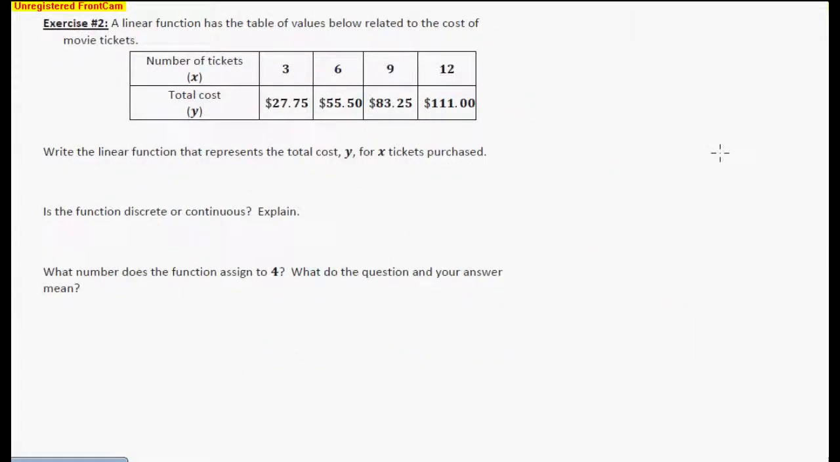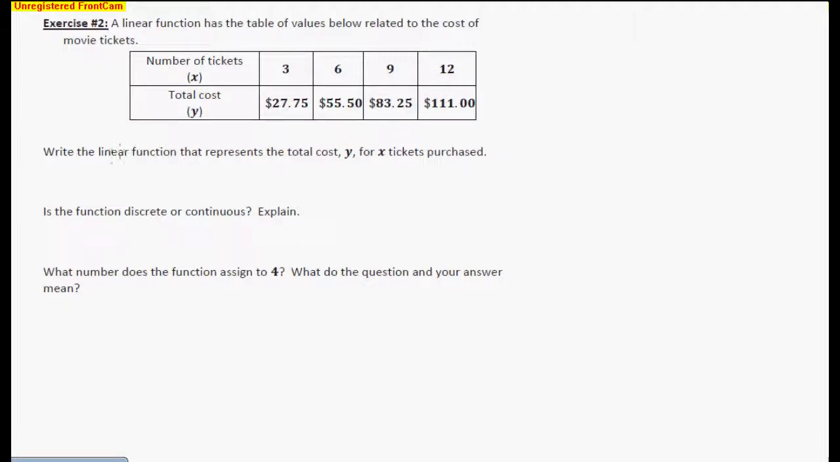All right, here's exercise 2, and it's very similar to the one we just did, but this one talks about number of tickets and total cost. So we have this table here that shows us when we buy 3 tickets, we are going to pay $27.75, and when we buy 6 tickets, we're going to pay $55.50, etc. Now, it would make sense that the cost of a ticket would be the same as you increase the number. Like each ticket is going to be the same. So this would be a constant rate type problem.